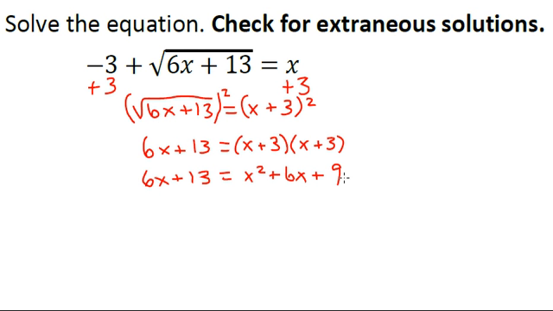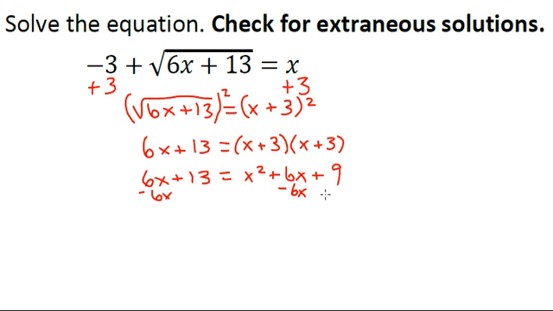Now we need to pause and just ask ourselves, well, what do we do with this? Well, this ends up being a quadratic. We've got an x squared there, so we're going to have to solve this in terms of a quadratic. Now, the first thing that I notice is that we have a 6x on both sides. So if we subtract 6x from both sides, we won't have any x's on either side, because we'll get 6x minus 6x, which is 0. So we'll just have 13 equals x squared plus 9.